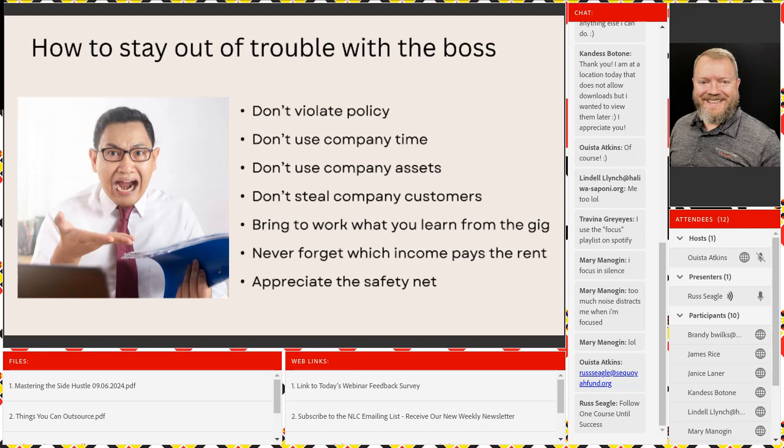Number one, never violate company policy. Remember, I said that when I first started my side hustle working for the college, I had to disclose that. I had to tell them what I was doing. I wasn't necessarily having to ask for permission, but everything had to be above board. I had to complete that form every year.